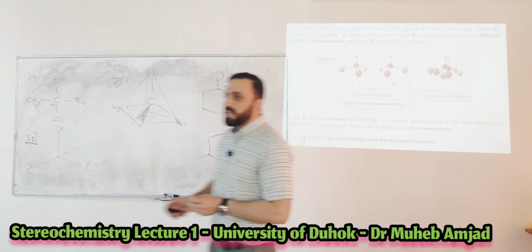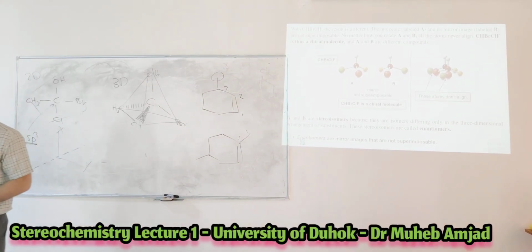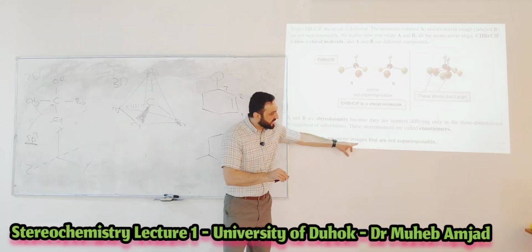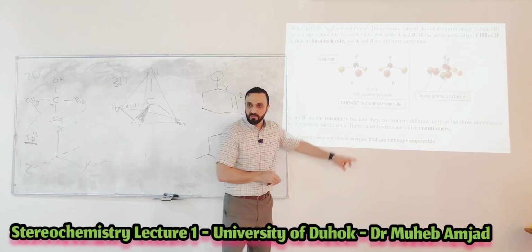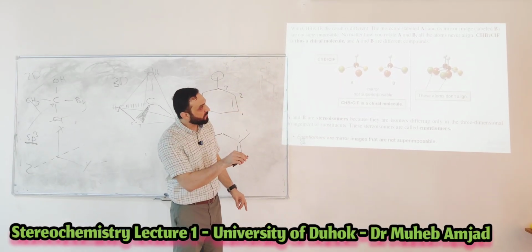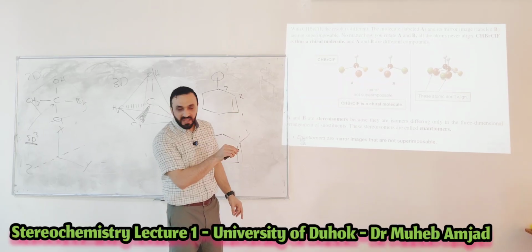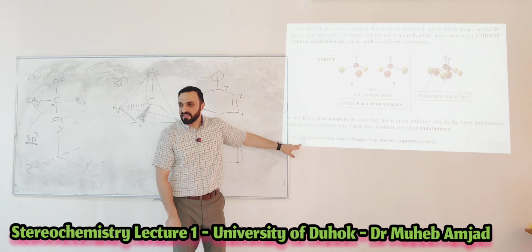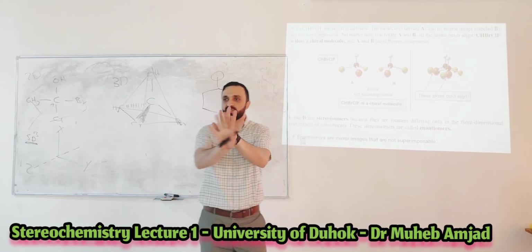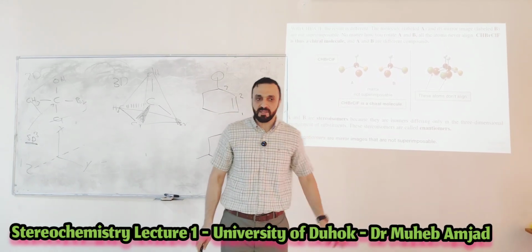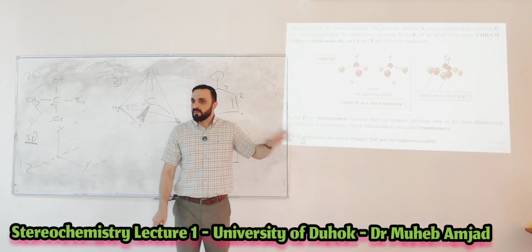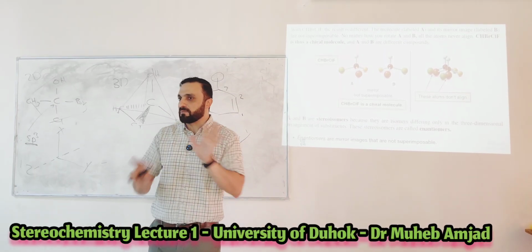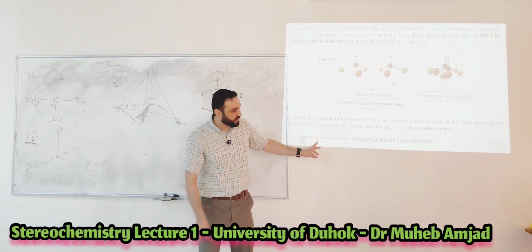Enantiomers. Enantiomers are mirror images that are not superimposable. This compound is not superimposable to this compound. That means they are enantiomers, like our hands. This is the meaning of enantiomers. The molecule must be chiral, or non-superimposable. This is the new term for you.